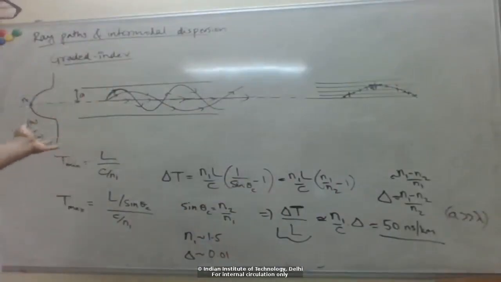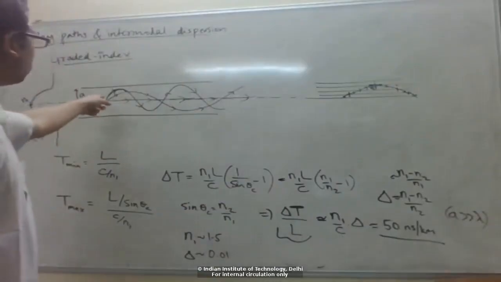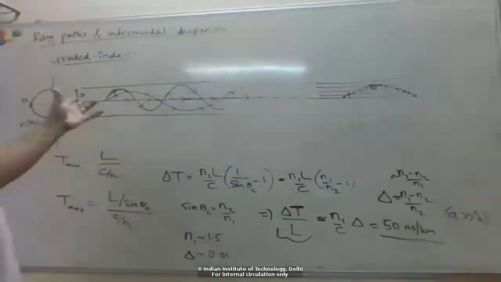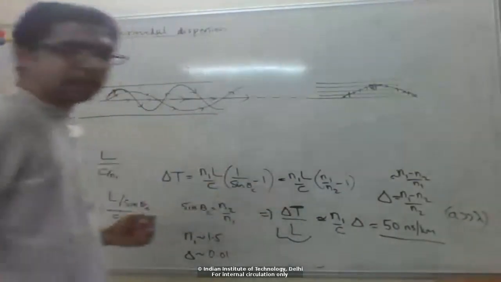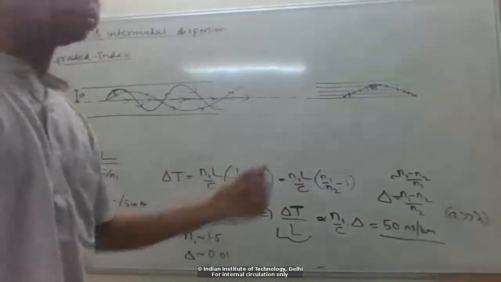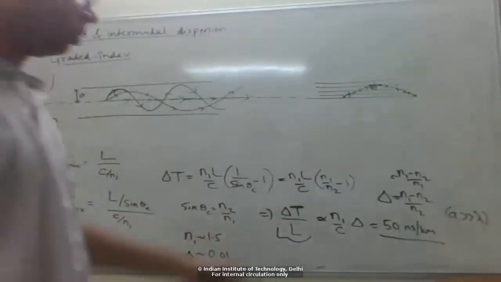So next class we'll discuss this in a bit more mathematical detail. We'll see how to calculate these ray paths and then actually calculate what this broadening would be, and then show explicitly how we can get a big improvement over step index.